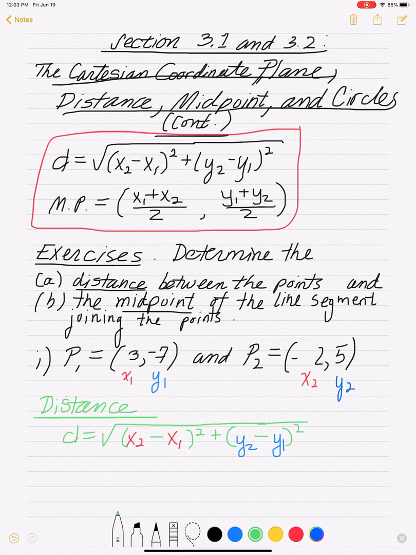With colors, let's actually substitute in. So we're making a template again. Blank minus blank squared plus blank minus blank squared, with a big radical above those. And there's a plus in between them under the radical. All right, so x2 here is what? -2. x1 is what? 3. y2 is what? 5. And y1 is what? -7.